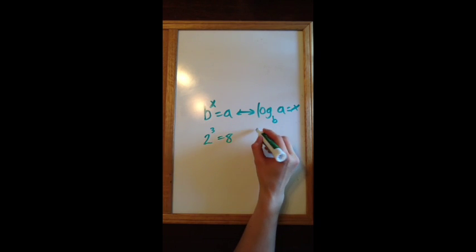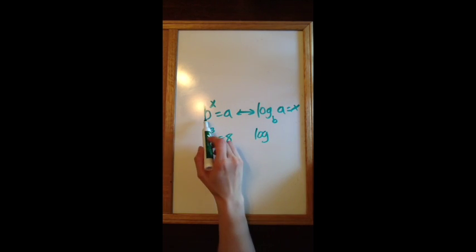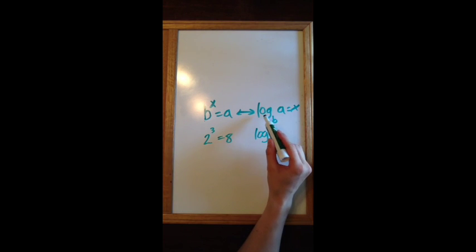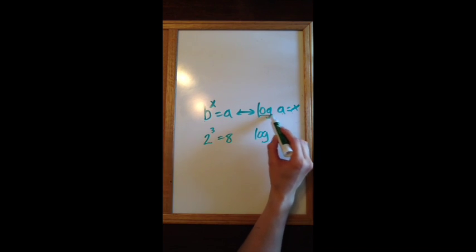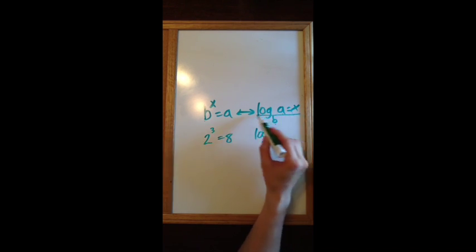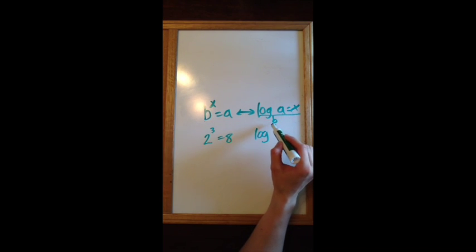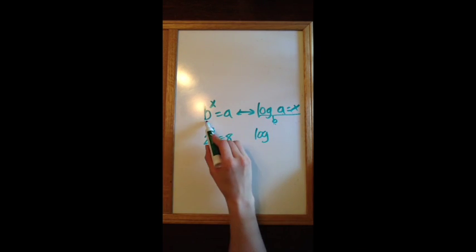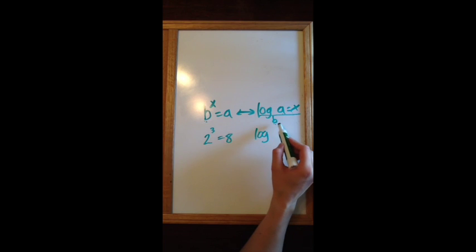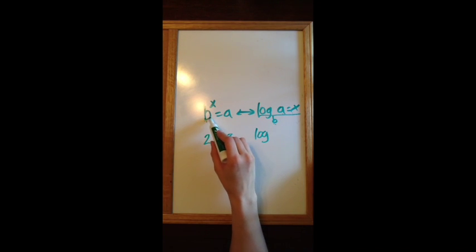If I wanted to switch it to log, notice the base went here, and we say log base b of a equals x. Notice this b is a subscript, and my log, a, and x are all on the same line, and the b is below it. The base was the same for here and here. When you say log base b, it helps you remember that it's the base.